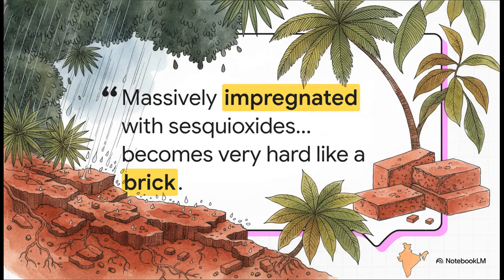The source material points out that the term laterite itself actually comes from the word latter, which literally means brick or tile. These soils, like the ones you'd find in the Malabar Hills of Kerala, have super low fertility and high phosphorus fixation, making them mostly suitable just for plantation crops.